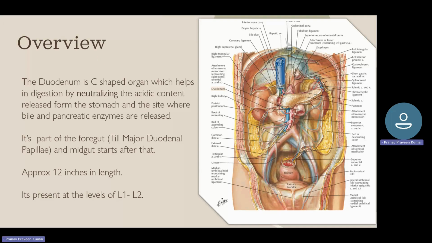What is the duodenum? Duodenum is a C-shaped organ. It's the starting part of the small intestine. It's responsible for neutralizing the acidic content released from the stomach, and it's the site where the bile juices and the pancreatic enzymes are released. It's the part of the foregut till the major duodenal papillae and midgut right after that. It's approximately 12 inches in length and it's present at L1 to almost L3 levels actually, the horizontal part of the duodenum.